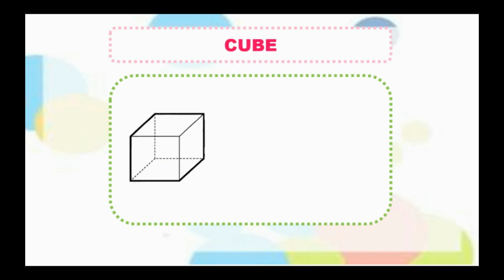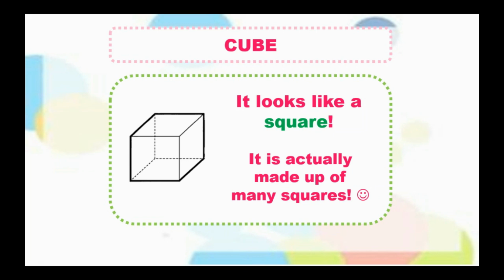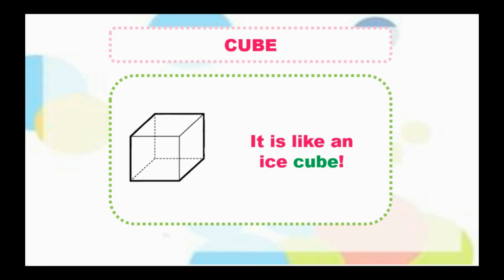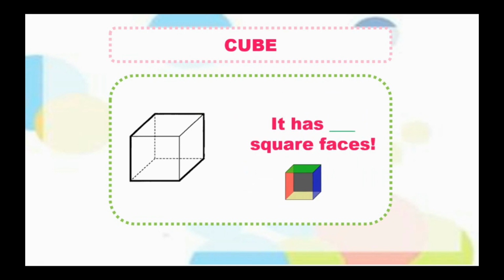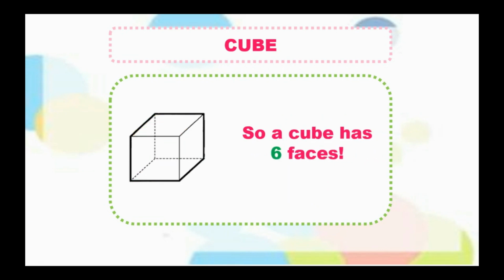Let's look at this. This is a cube. It looks like a square. It is actually made up of many squares. It is like an ice cube. It has square faces. Let's count. 1, 2, 3, 4, 5, 6. So a cube has 6 faces.